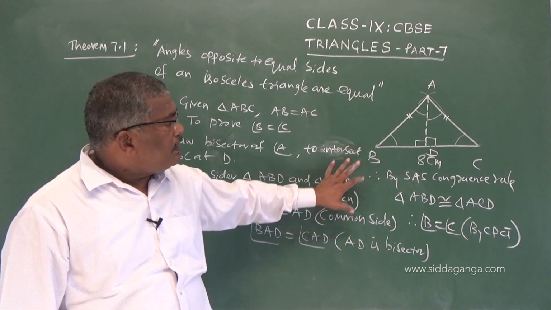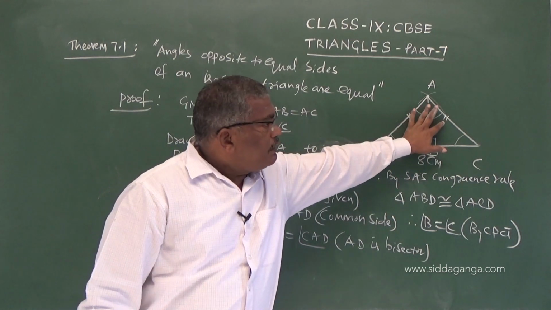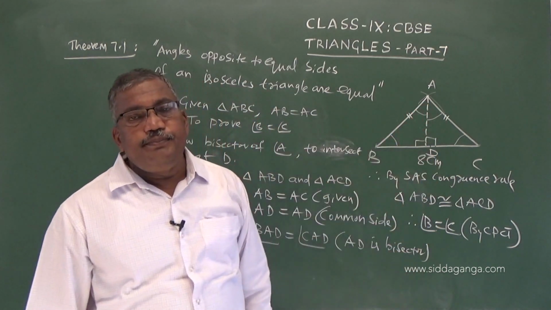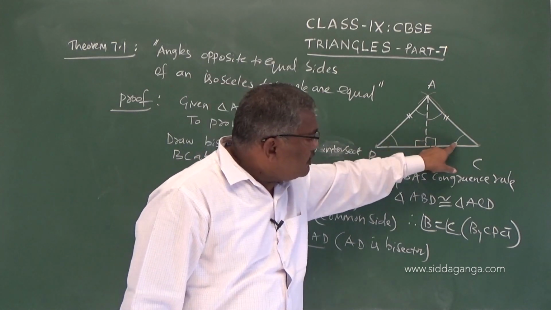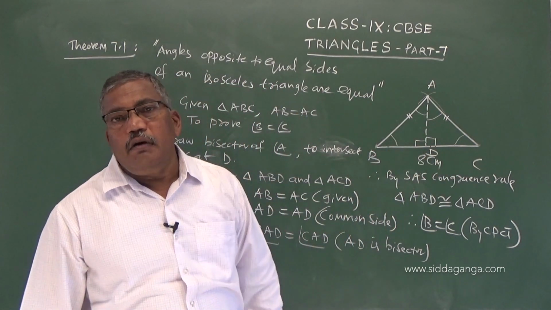So we have proved that if two sides of a triangle are equal, then their opposite angles B and C will be equal.